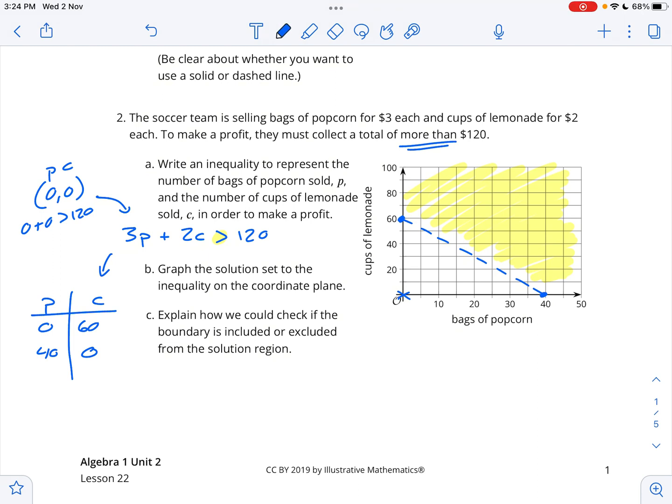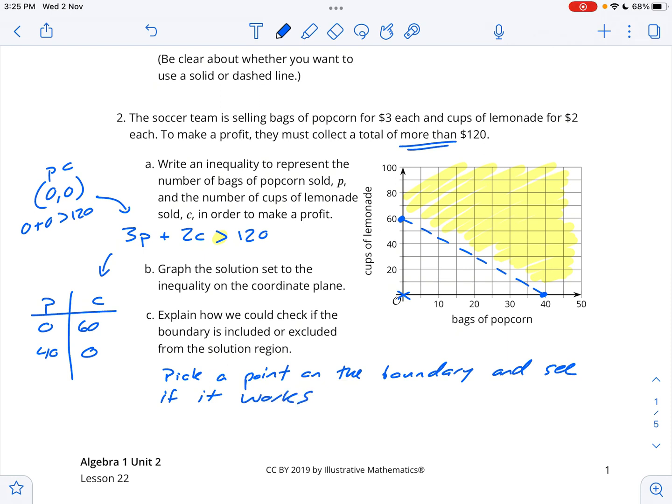C, explain how we could check if the boundary is included or excluded from the solution set. Well, the way that we could check it is we could pick, I'll go ahead and write it, we could pick a point on the boundary and see if it works.